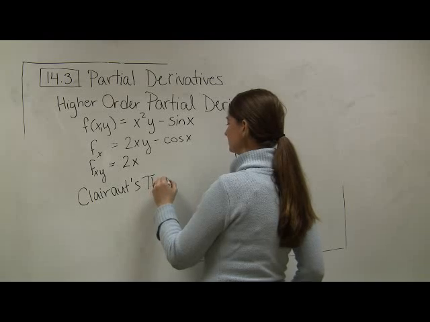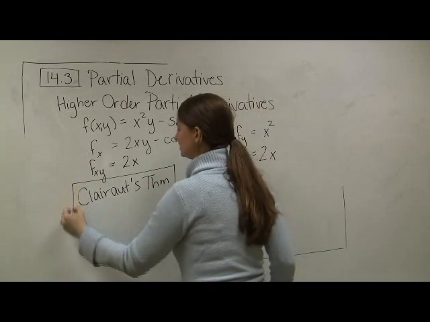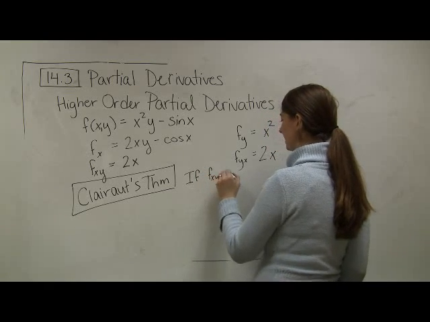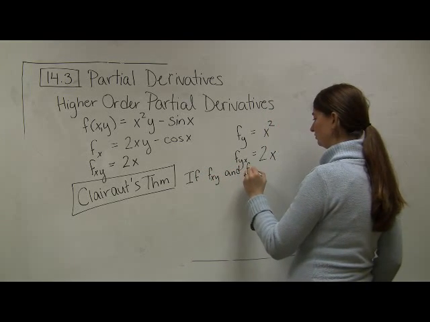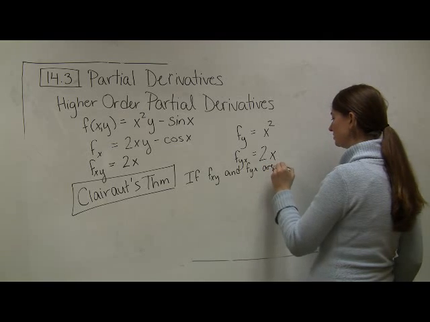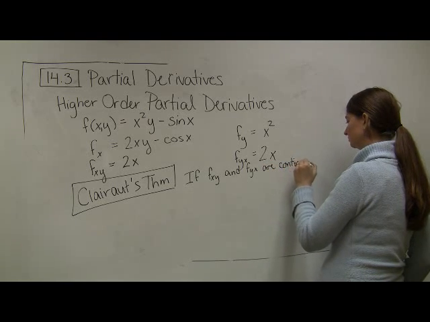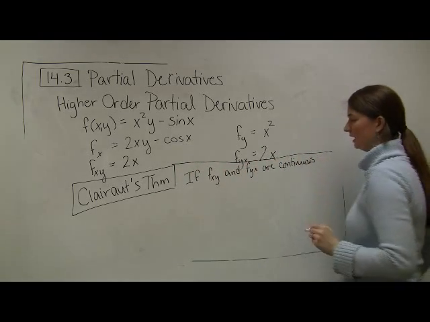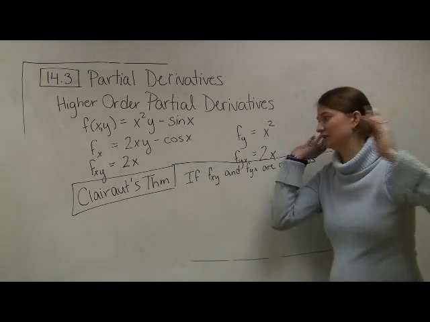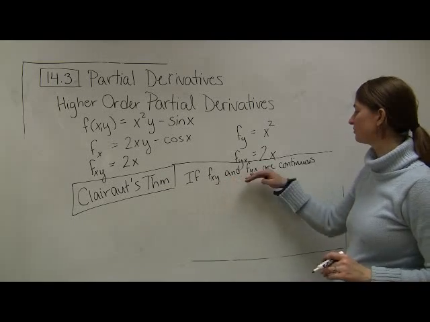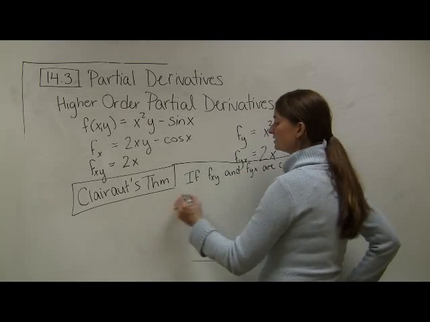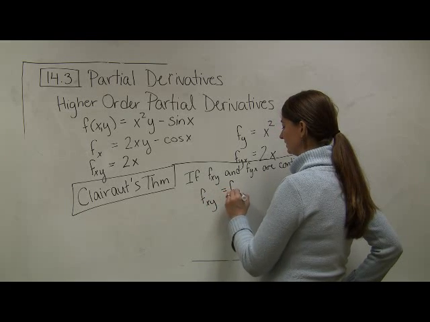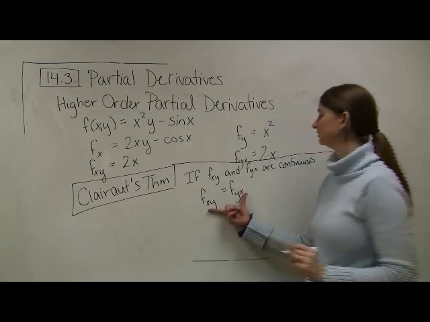This isn't just a coincidence. This will actually always be the case, that if we have that f of xy and f of yx are continuous, meaning there aren't any crazy gaps or weird things that might happen. If you have discontinuous functions, weird things happen. But if both of your partials are continuous, then it's always going to be the case that rearranging the order of the partial derivatives will yield equality.